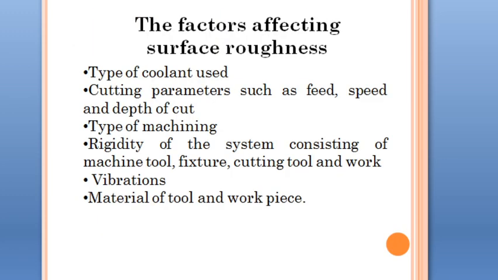The factors affecting surface roughness: the ups and downs will be reduced by using coolant. The machining parameters also affect the Ra value, like speed, feed and depth of cut. Type of machining also affects the surface roughness. Rigidity of the system, machine rigidity, and vibrations also affect the Ra value. Material of the tool and workpiece also affects the Ra value.